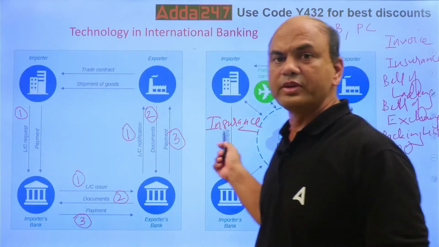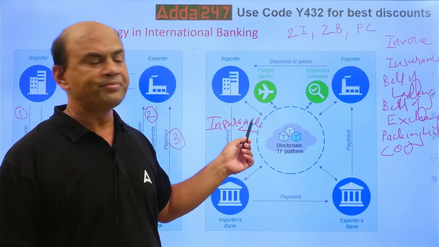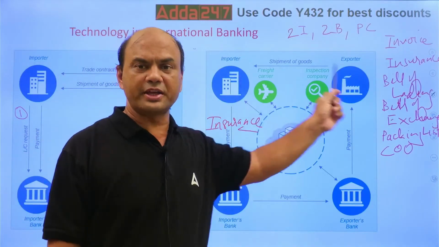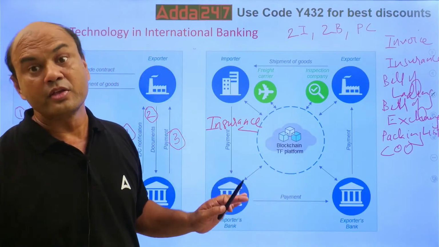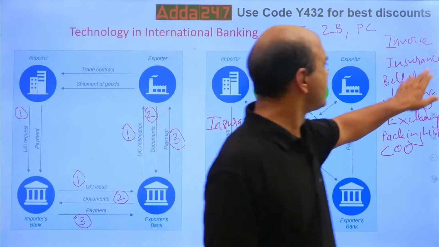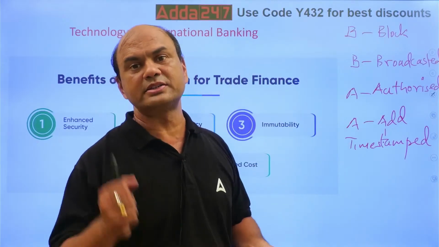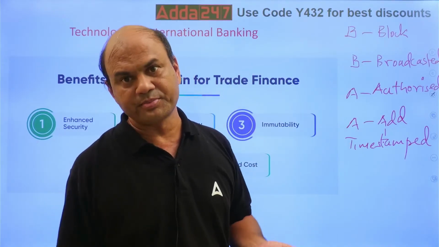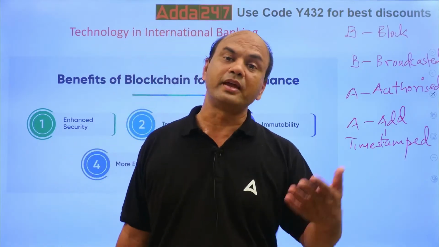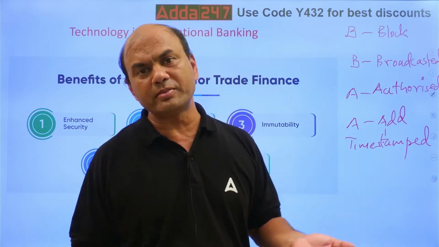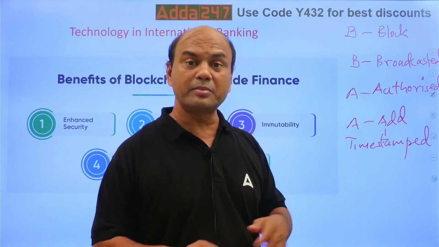See, if a new insurance document comes, this example will help you better. New insurance document comes. Immediately it will be broadcasted to the importer, exporter, exporter's bank, issuing bank. All the parties will come to know. That is known as broadcast. Then authorize. Authorize means the insurance company will put a stamp that yes, I have authorized this. Immediately the issuing bank will check that yes, it is okay as per my LC. Immediately payment will be done. And add. Once everything is authorized, you will add it in the blockchain.